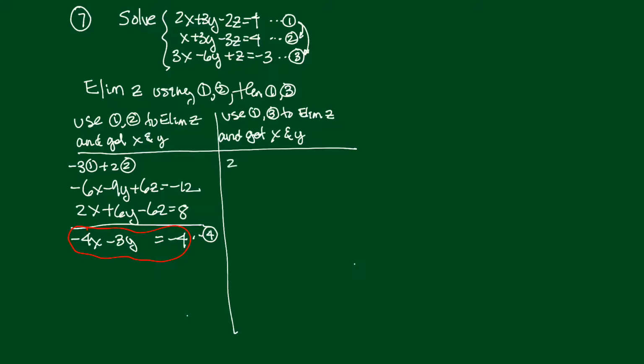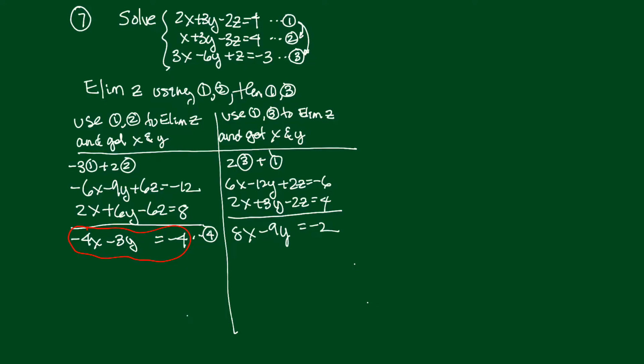Here's my plan. It's going to be 2 times equation 3 plus equation 1. I don't have to do any multiplication to equation 1 because we already have that 2. So I'm going to double this one, add it to this one, and the z's will be gone. Now I'm going to circle that so I can find it again, and I'm going to name that one equation 5.